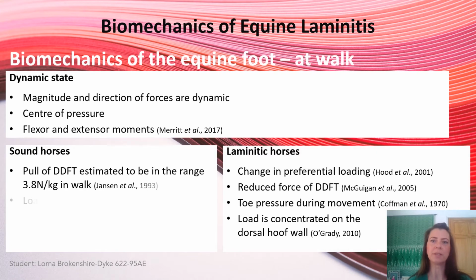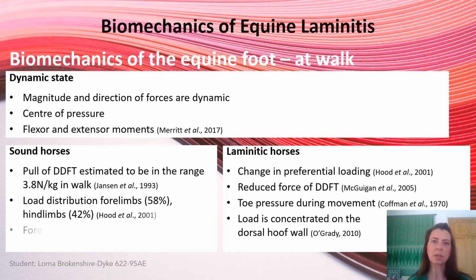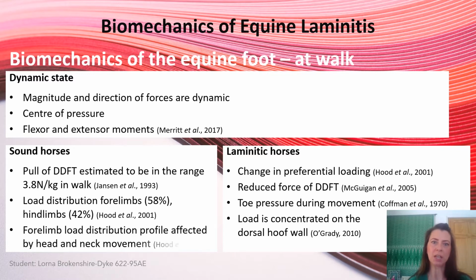But when the horse walks, there is a dynamic state. The magnitude, direction and centre of pressure change with the phase of the stride. The flexor and extensor moments about the distal interphalangeal joints are also dynamic during movement. The forces are significant. The flexor tension of the DDFT is estimated to be in the range of 3.8 newtons per kilogram at walk. In the sound horse, we know that the forelimbs bear 58% of the horse's body weight and that they also have to withstand the additional demands of the movement of a heavy head and neck.